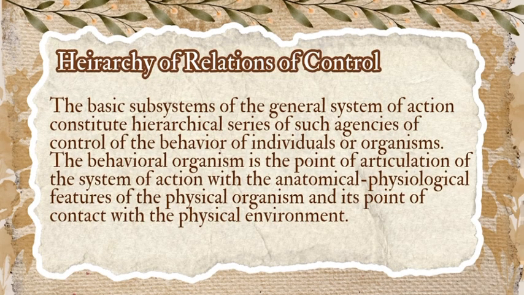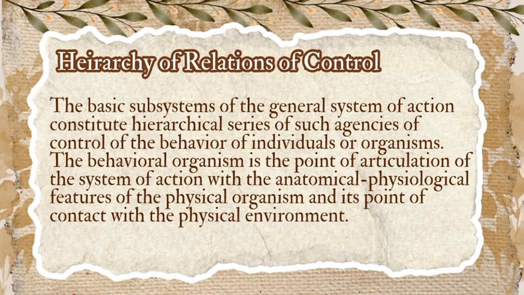Today we're going to talk about the hierarchy of relations of control. Don't worry, it sounds a bit serious, bro. I'll explain it in a way that's super easy to understand. So basically, this topic talks about how control works in our lives and in society. Like how everything from our body to our personality to our society and even our culture all connects and controls one another. There are actually four main systems of control.